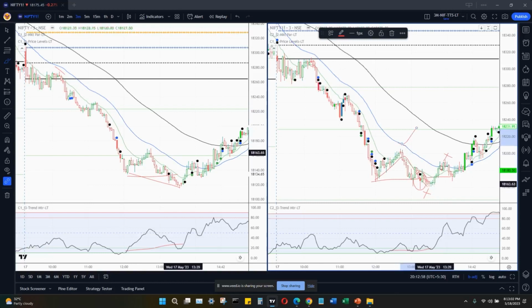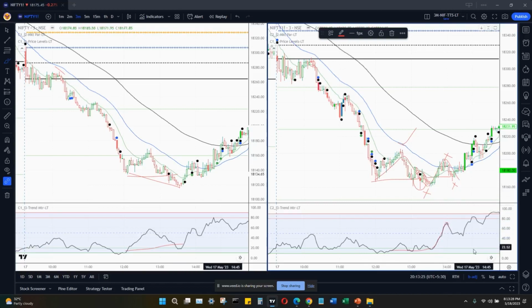So as a continuation pattern, we did not enter a short trade right here, but this is the place where we would have taken advantage of the long side. When the price moved back into the moving averages, it dipped. So this is a nice trend continuation to the upside. As you could see, the trend meter moved way past. It is the highest point it has made since morning.